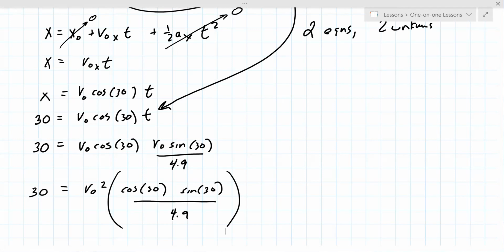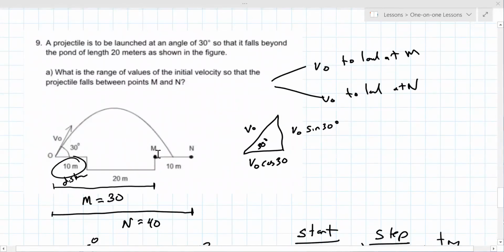And I got 18.42 for this. Okay, 18.43, never mind. So you got v0 as 18.49. We'll just say 18.5. Is that one of the things it's asking for? Are you done? No. That's the initial velocity to get to point M. So to get to M, you need 18.5 to start.